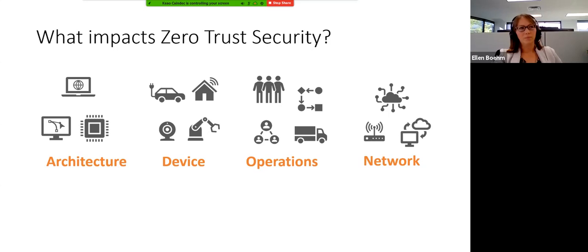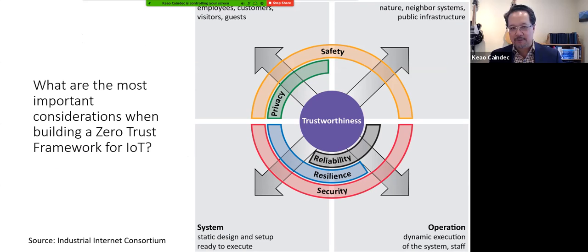Thank you. Great explanation. Okay, we're going to change gears here a little bit. The Industrial Internet Consortium has what they call their trustworthiness framework, and it goes through a number of ways that, from the perspective of an industrial company and operator, you should think about building trustworthy systems. So there are 5 concepts that make up trustworthiness: safety, privacy, reliability and resilience, and security.